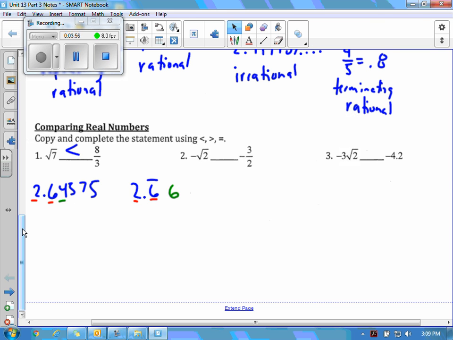For number 2, we have negative square root of 2, so that's going to be negative 1.4. And then we have negative 3/2, which is negative 1.5. So again, we want to eat the bigger number. When we're working with negatives, the bigger digits are actually smaller. So negative square root of 2 is greater than negative 3/2. We're eating the bigger one. Okay, number 3, I'll leave for you guys to figure out.